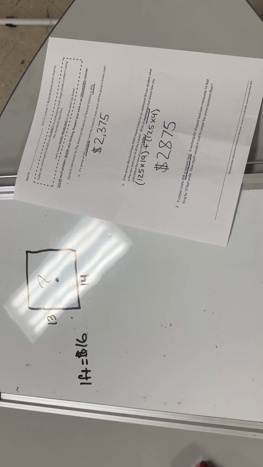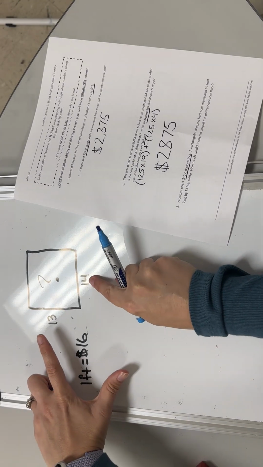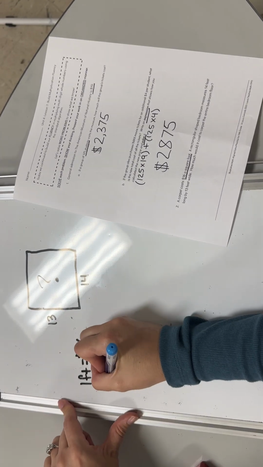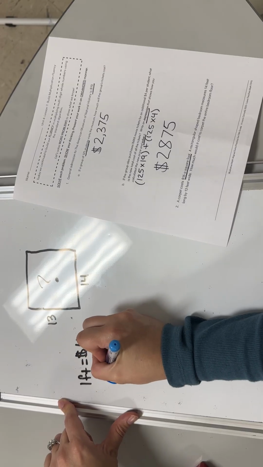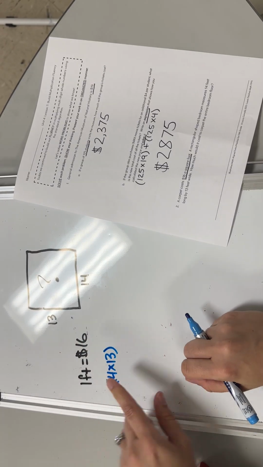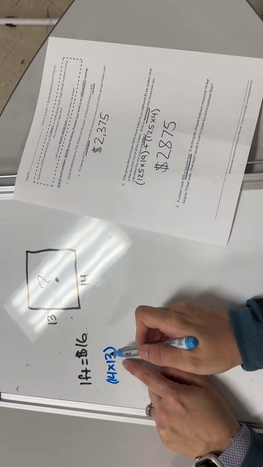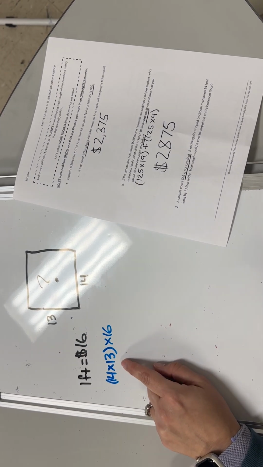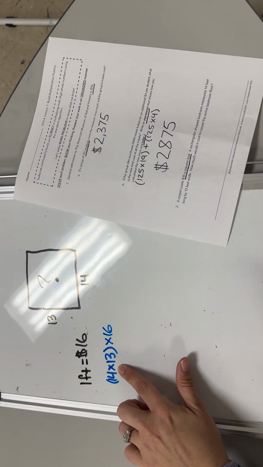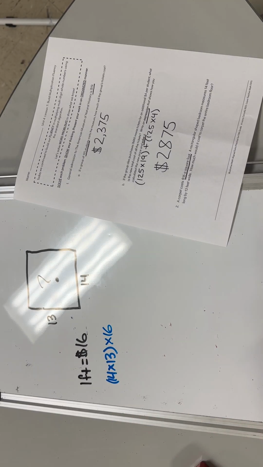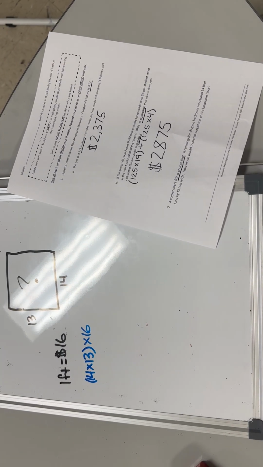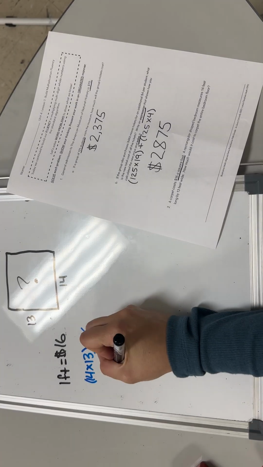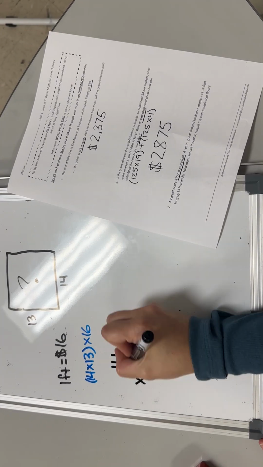The equation to write that out, area is length times width. So I would have to do 14 times 13. And then once I get that answer, I'm going to have to multiply it times 16 to get my total cost. So 14 times 13 times 16. 2 steps in order to do this problem. All right, let's do the first one. I'll start with 14 times 13.